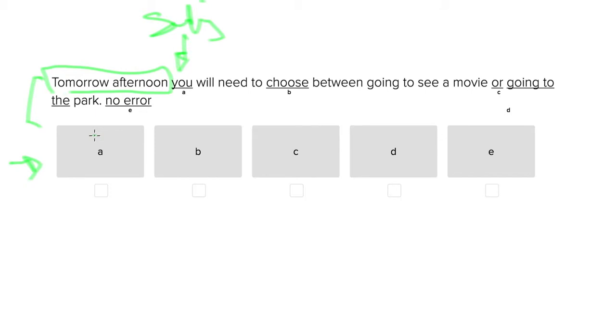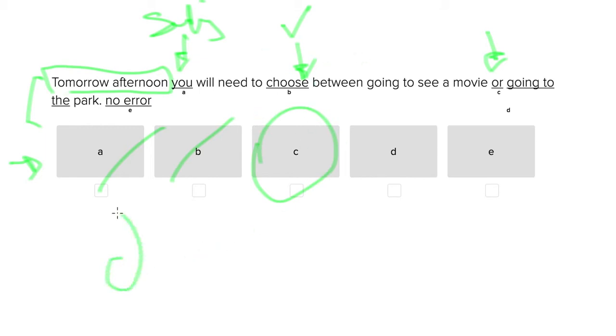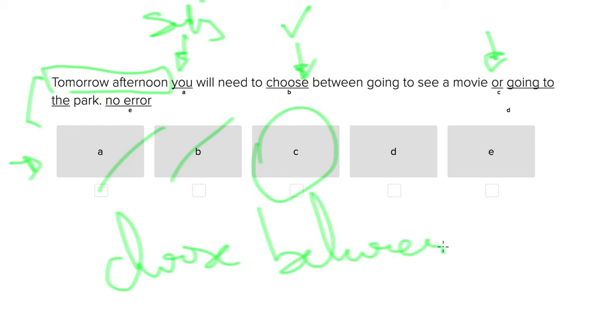about there. We'll need to choose, so this is the verb, and this is the right conjugation for you, so there's absolutely no problem. You choose between going to see a movie or, and or here is the third aspect we're considering, and here we see a problem, because to choose between is always going to take, between is always going to take something and something, never or.